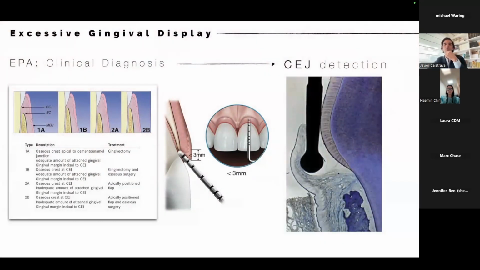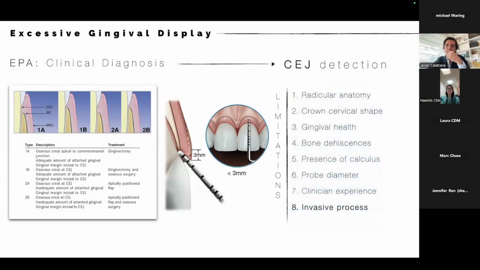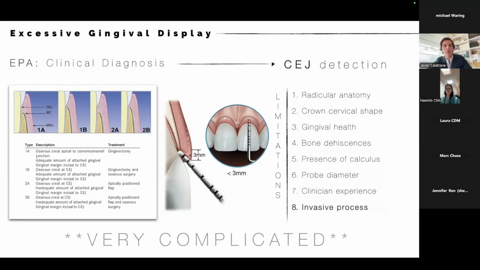Well, to begin with, we need to detect the CEJ. And I don't know if any of you have attempted to detect clinically the CEJ in patients with a thick phenotype and altered passive eruption. I've been trying for many years and I still haven't managed. So I invite you to try in the next patient that you can. And it's also an invasive process that patients don't like.